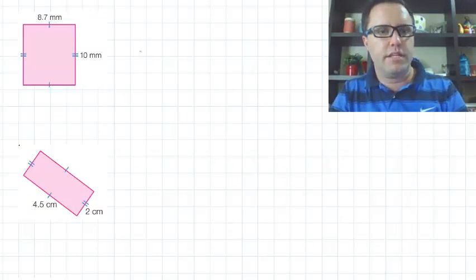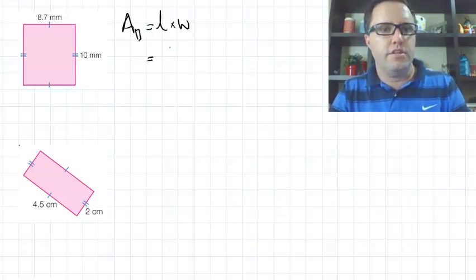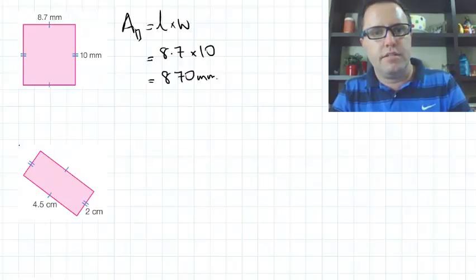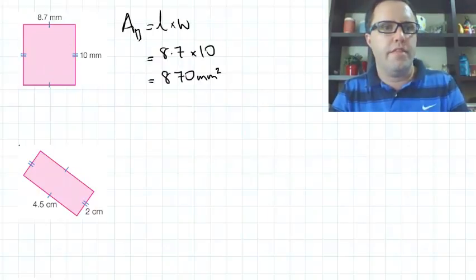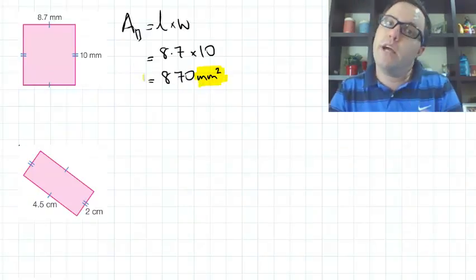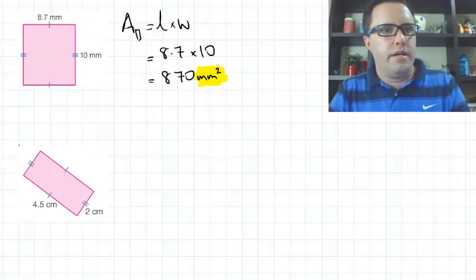So our first one here is a rectangle. So we're going to say that the area of this rectangle is equal to length times width. Remember, we state our formula first. So I'm going to use length as 8.7 millimeters times 10. So that is 870 millimeters squared. Okay, that's super important. You've got to tell me these new units, okay? And it's squared because it's area now, okay?